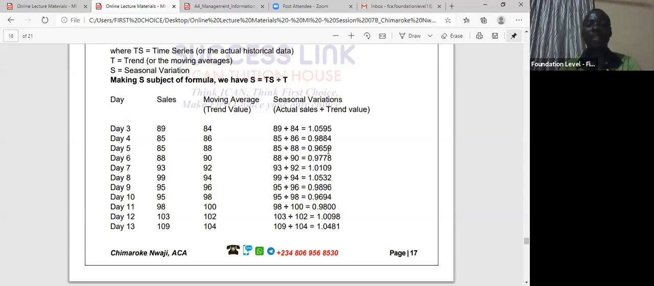You are dividing. Any time the sales is lesser than the moving average, you see it is 0 point something. So it is between 0 and more than 1. It depends on how dispersed your figures are, but it will not be less than 0. So looking at all of these that you've gotten so far as your seasonal variation, you are now going to group them as usual.